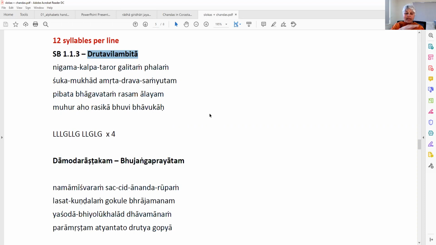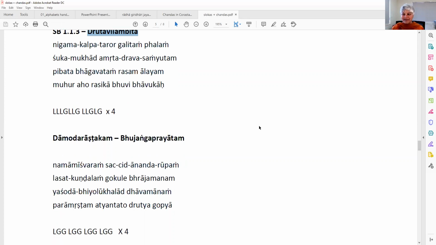It's almost like the flow of water. So it goes fast, and then it goes slow because it needs to go uphill a little bit, and then all of a sudden it's going downhill again. So that is Druta Vilambita. 12 syllables. Now we have yet another verse of 12 syllables, which is our famous Damodarashtakam.